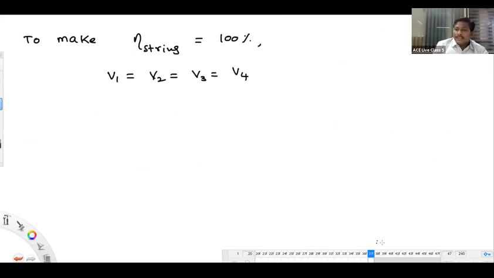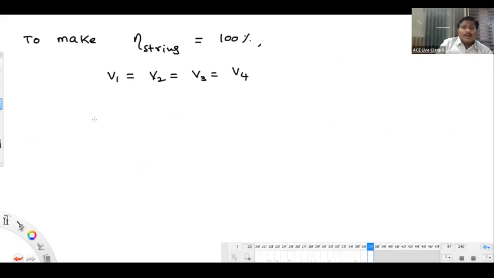Should make the voltages V1, V2, V3, V4 as equal. What is V1? I1 into XE1, V2, I2 XE2. XE1, XE2, XE3 are equal, right? So I1 XE, I2 XE, I3 XE, I4 XE. Like this you can manage.